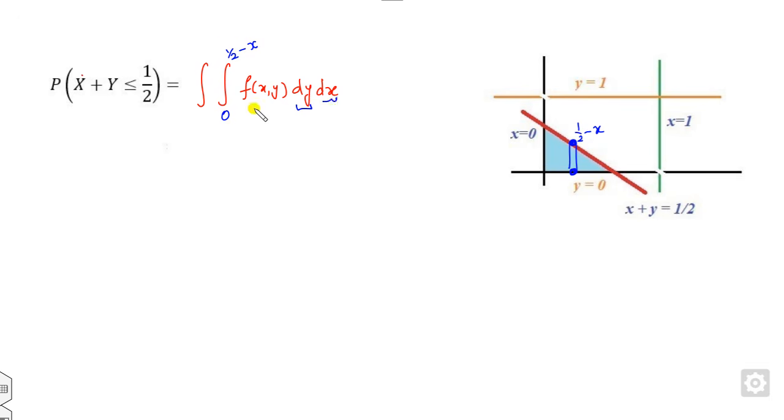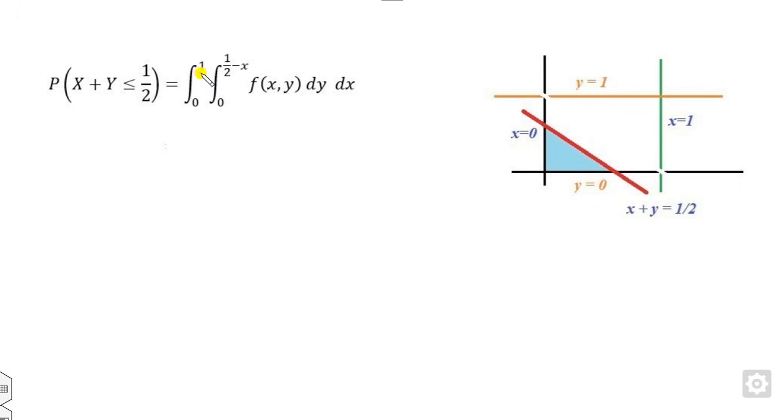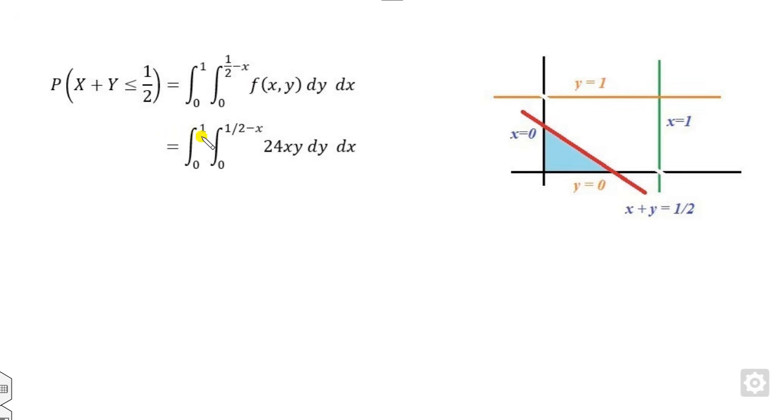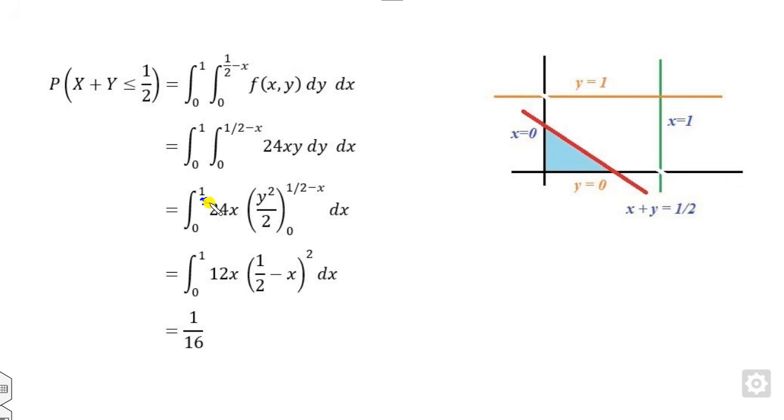And what is the limit of x here? The minimum value of x is 0. What is the maximum value of x here? The coordinate is half comma 0. So the limit is 0 to half. Sorry, this is my 0 to half. Once you substitute the value here, 24xy, you can substitute the limit here, solve them, and you will get the required answer.